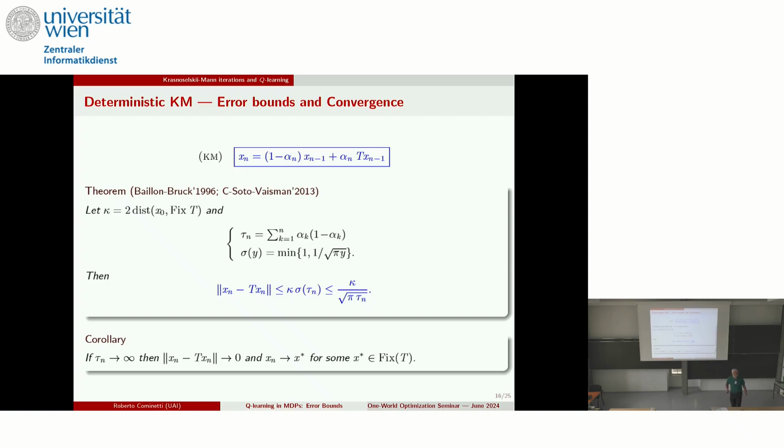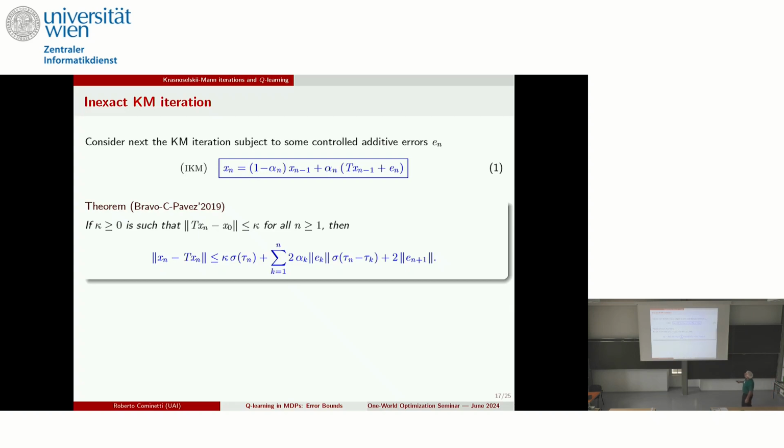Okay, that's for the deterministic case. What about errors? Here's what happens with errors. Suppose first that I have control over the errors, so let's suppose that e_n is just a computational error under our control. Then you can repeat the analysis and come up with this type of bound. Here you find again the noiseless bound plus a convolutional term where the error comes in, multiplied by this sigma of tau, which is going to 0, plus a residual error at the end.